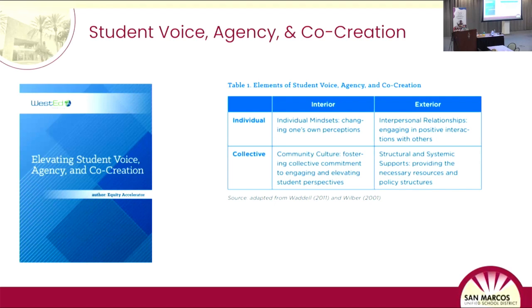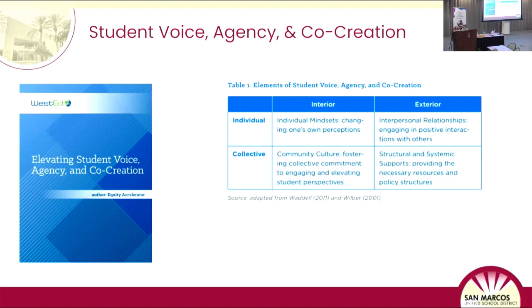We work with them to create our educational environments. We got away from saying we work for you. We work with you. As a collective, we needed a community culture that is fostering a collective commitment to engaging and elevating student perspectives. We're going to get into more detail about what that looks like and what that means. But really thinking about how are we being intentional in our work to elevate student voice and agency.